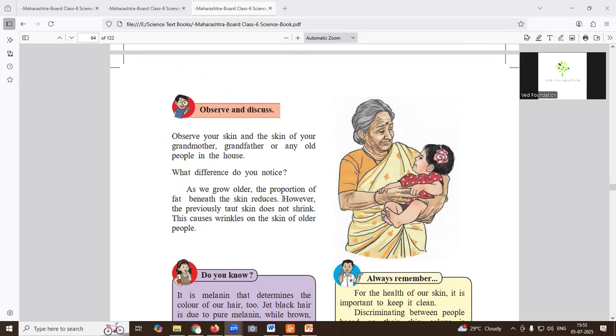Because as we grow older, the proportion of the fat beneath the skin reduces. However, previously taut skin does not shrink. तो इससे क्या होता है कि जो टॉट, स्ट्रेच स्किन है वो फिर से श्रिंक नहीं होती, और इससे रिंकल्स फॉर्म होते हैं स्किन पर. This causes wrinkles on the skin of older people.